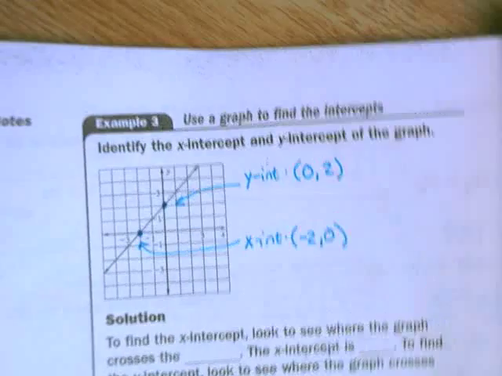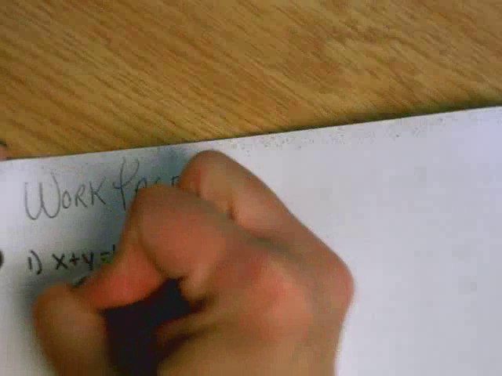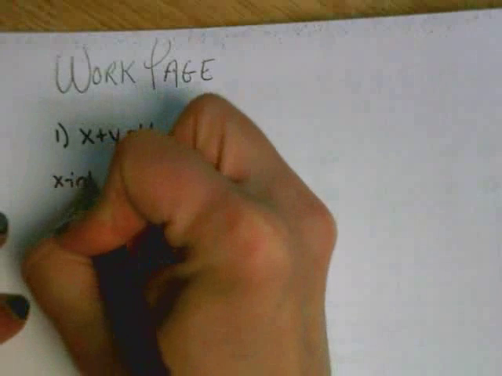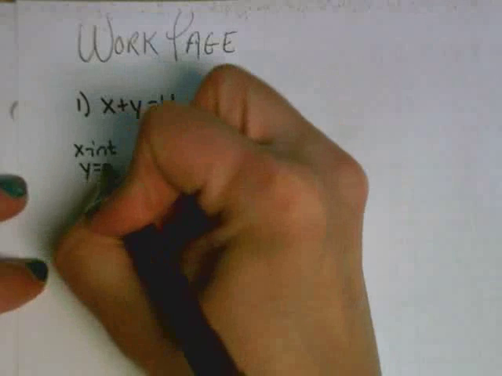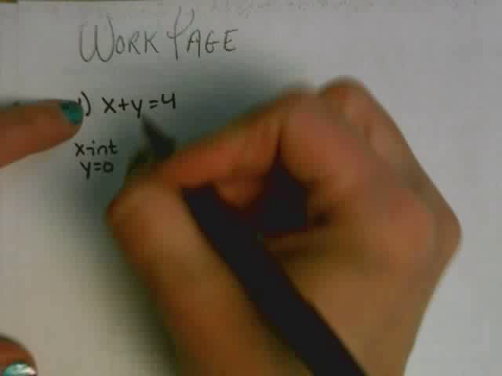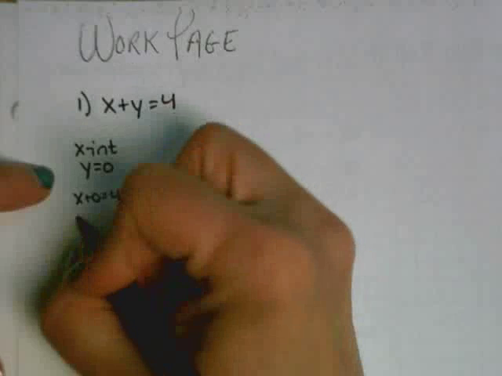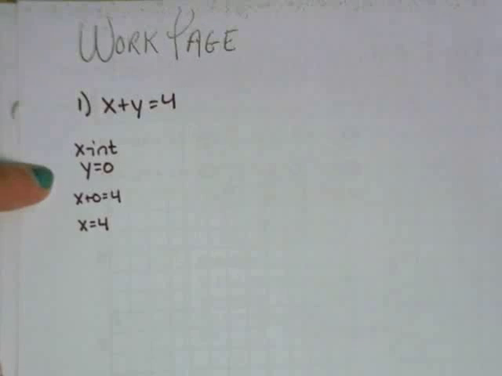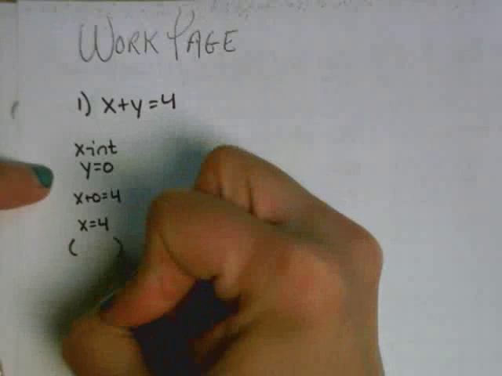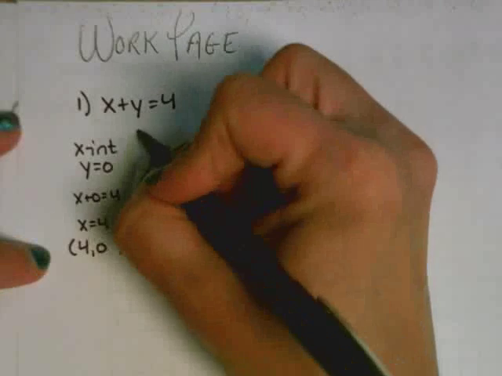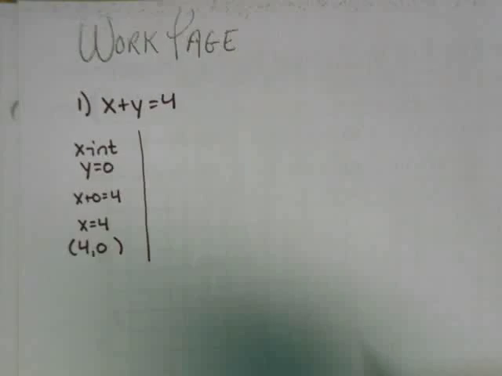So let me see what that number 1 was. X plus y equals 4. Number 1, x plus y equals 4. The work that I would need to see would be something like this. The x-intercept is when y equals 0. So we're going to plug in 0 for y. X plus 0 equals 4. So all we get is that x equals 4. What is the ordered pair for that? Y was 0 and x was 4. (4, 0). And then if you want to, you could even just do a little line and put your other half of your work right here.